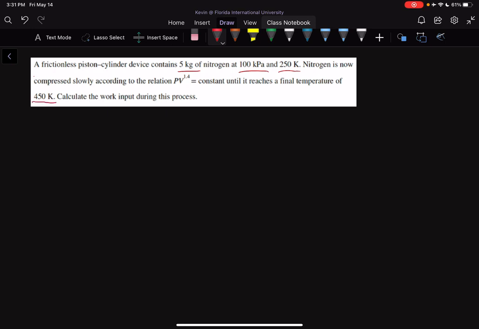Okay, so the first thing we can do is we can make an assumption because we have PV to the 1.4 is equal to a constant. We can say that the two assumptions we have, the first one is ideal gas, and the second one is we have a polytropic process. We recognize it as a polytropic process with N is equal to 1.4.